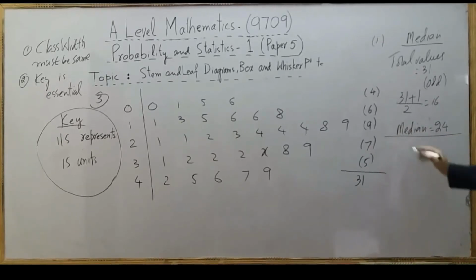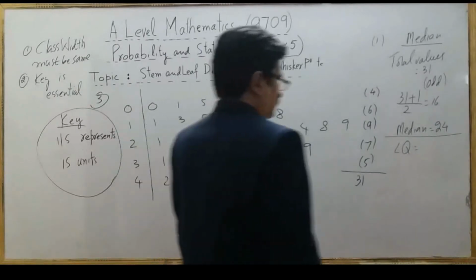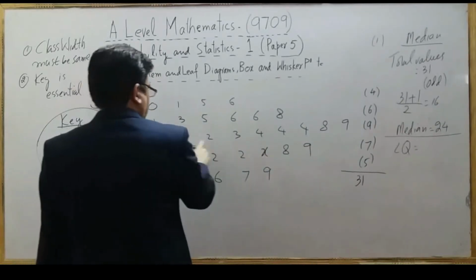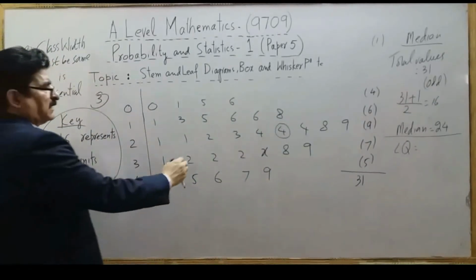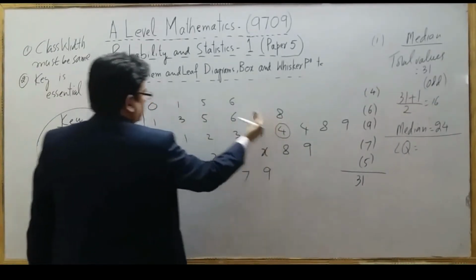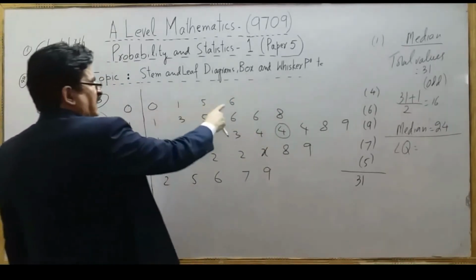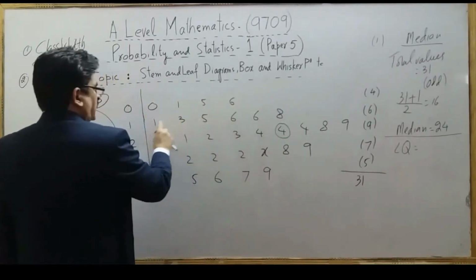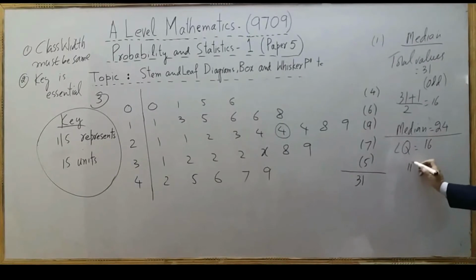Then we are asked to find the lower quartile. The 16th value is 24, counting 10, 11, 12, 13, 14, 15, 16. This is your median. Now the lower quartile is the median of the lower half, which ends here. So these are 15 values, and with 15 values the 8th value will be the lower quartile. Counting 1, 2, 3, 4, 5, 6, 7, 8, the 8th value is 16. So the lower quartile will be 16.